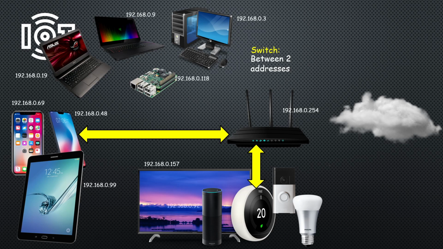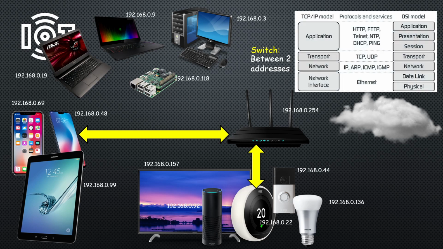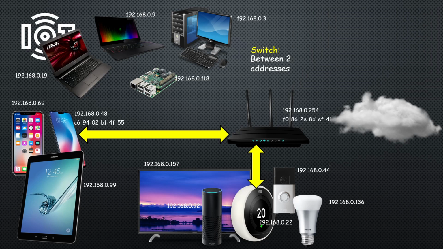IP addresses are on the network layer of the TCP/IP model. Switches use the lower level network interface layer to route data, which means that devices need to know each other's MAC addresses to send data to each other. How do they find this information out? They use ARP, the Address Resolution Protocol.